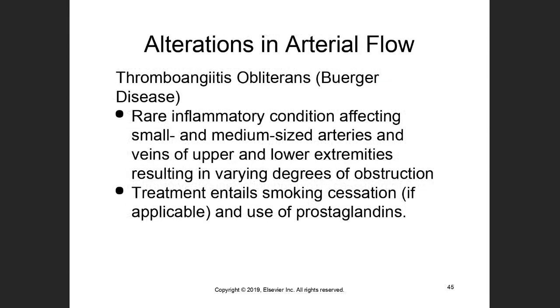Okay, now we have some problems in the arteries, okay? We have thromboangiitis obliterans, that's Buerger disease. It's a rare inflammatory condition affecting the small and medium-sized arteries and veins, okay? And the main treatment is smoking cessation, okay?